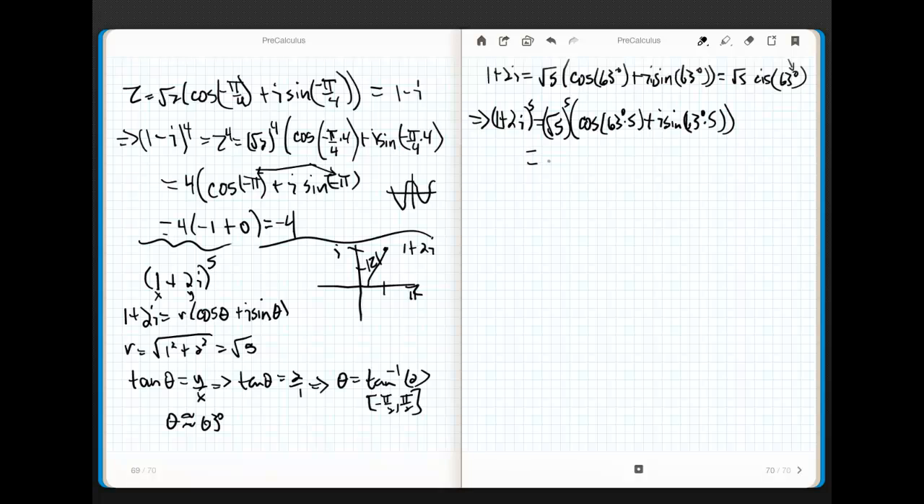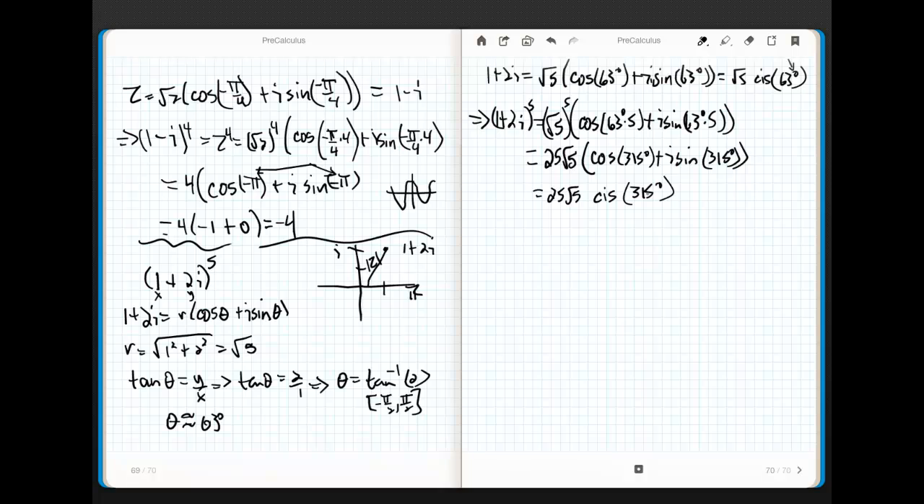Now let's think about this. What do we got? Root 5 squared is 5, so root 5 to the fifth would be what, 25 root 5? 25 root 5 times cosine of what? Well, 5 times 60 is 300, 5 times 3 is 15, so it's about 315. This is going to be cos 315 degrees plus i sine of 315 degrees. Or if I want to get fancy, I can write 25 root 5 cis 315 degrees.